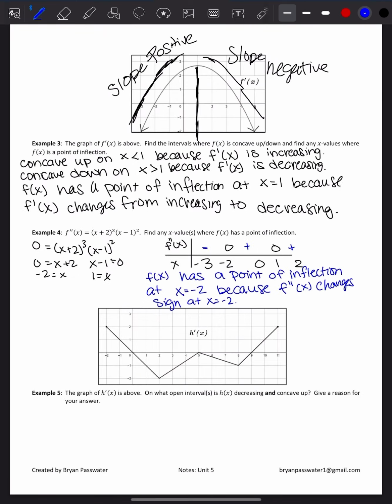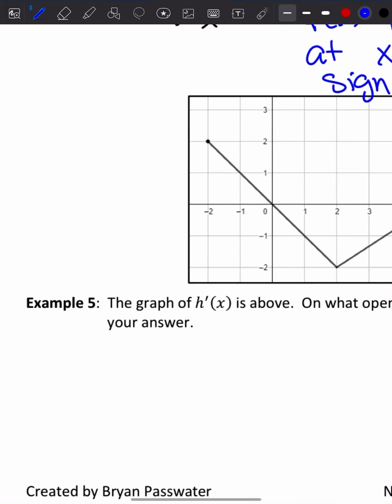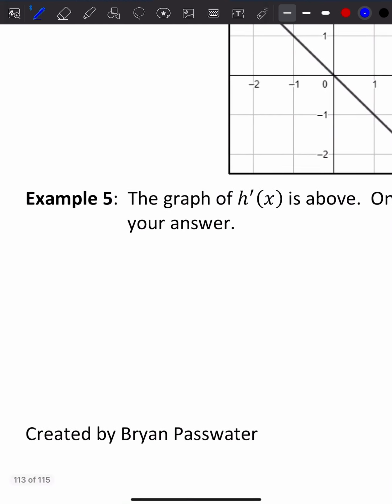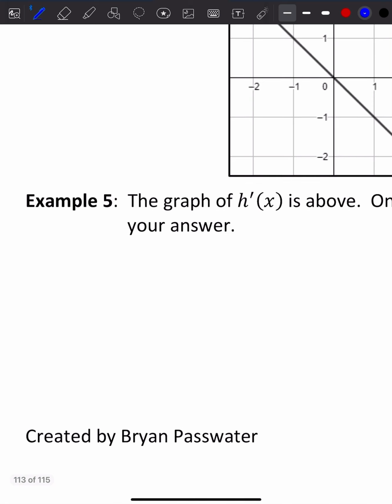In our last problem here, we have the graph of h prime of x above. On what open intervals is h of x decreasing and concave up? Give reasons for your answer. So this time we need the first derivative and the second derivative.